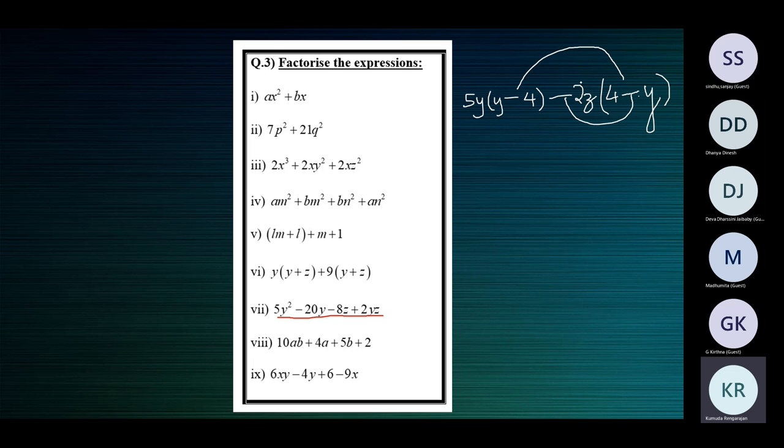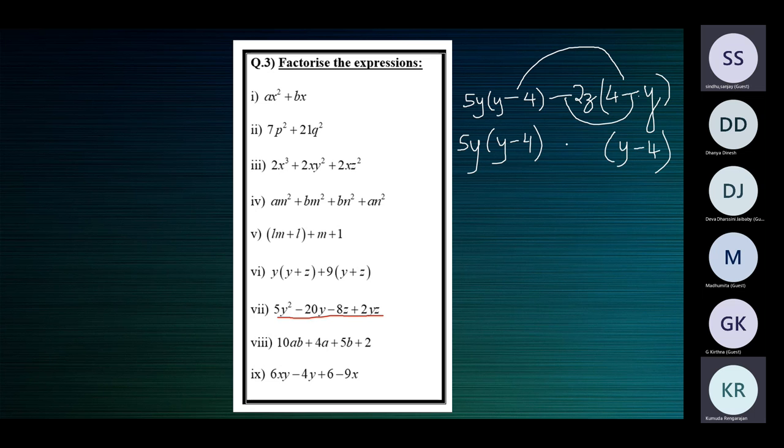So what we do, write the first one as it is. 5y into y minus 4. Write this as it is. Now just follow this. I'll tell you why it works. Write 4 minus y as y minus 4. All right? Yes, ma'am.